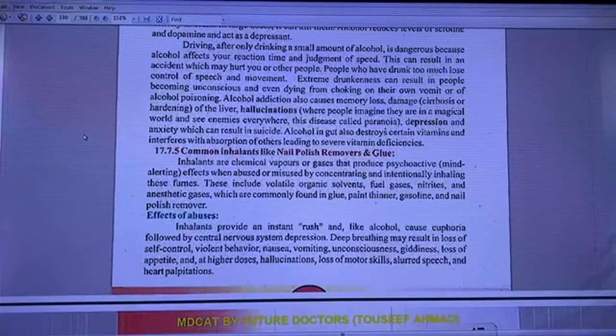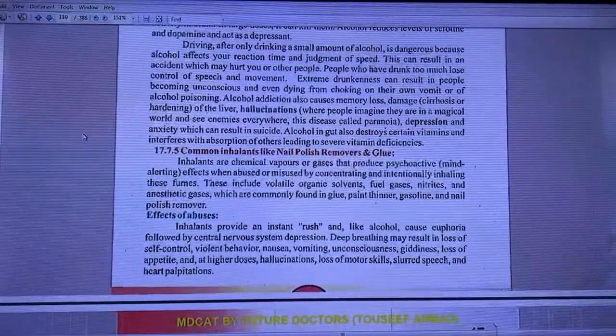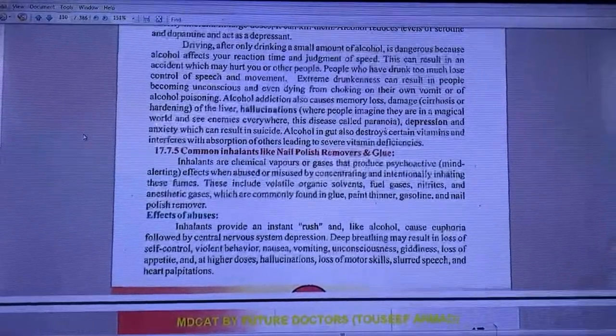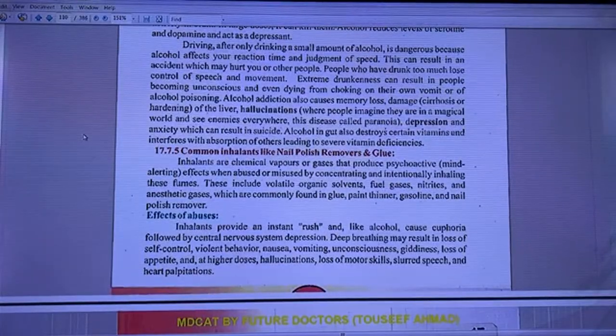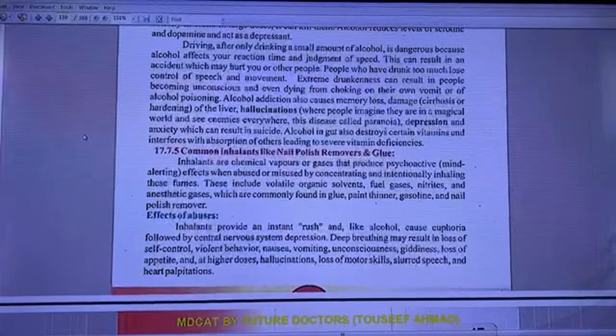Common inhalants like nail polish removers and glue. Inhalants are chemical vapors or gases that produce psychoactive, mind-altering effects when abused or misused by concentrating and intentionally inhaling these fumes. This includes volatile organic solvents, fuel gases, nitrites, and anesthetic gases, which are commonly found in glue, paint thinner, gasoline, and nail polish remover.